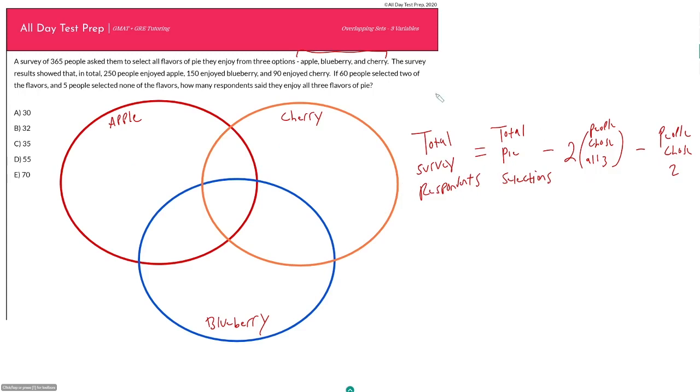So where does this formula come from? So if we're looking for our total survey respondents, the number of people who responded to our survey, well, we can start by counting up our total pie selections. And so that would be all the people who chose apple, all the people who chose cherry, all the people that chose blueberry.